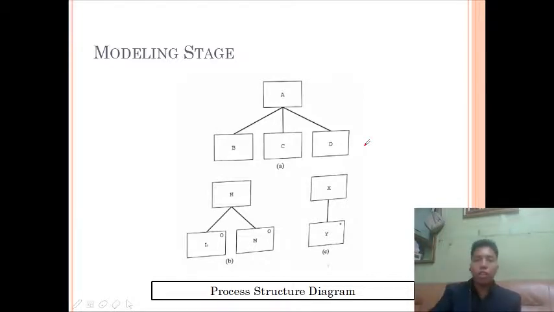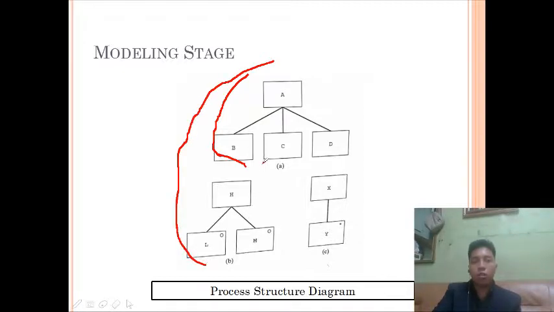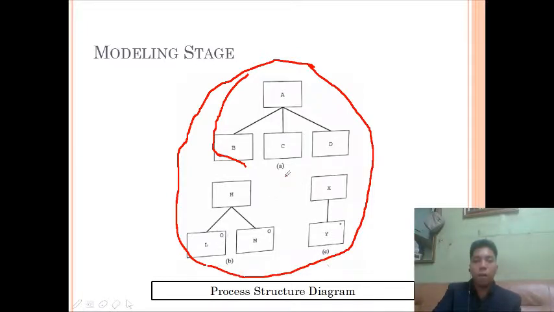You see here an example of a process structure diagram. In here, there are three process structure diagrams: the A, B, and C structure diagrams. These three are different processes in a single system. They involve different objects and different entities, but they belong in the same system.